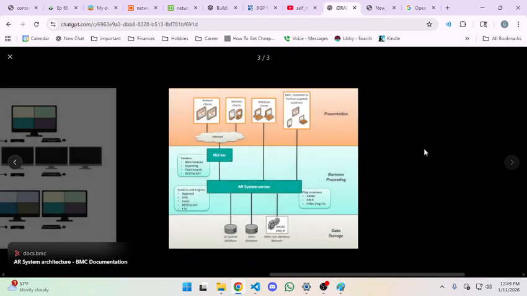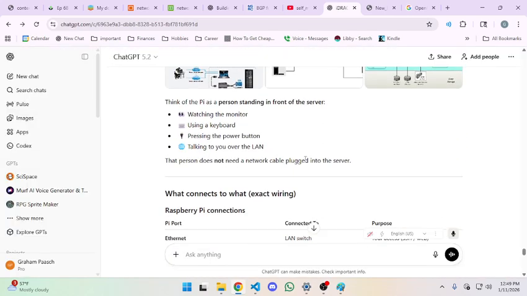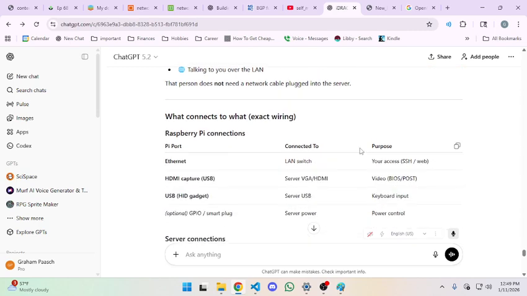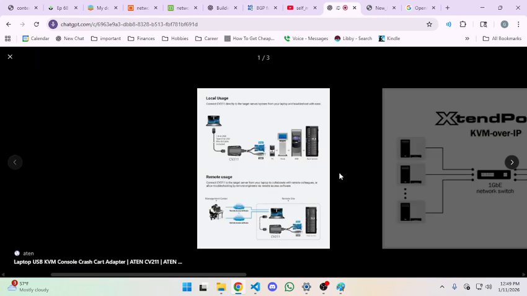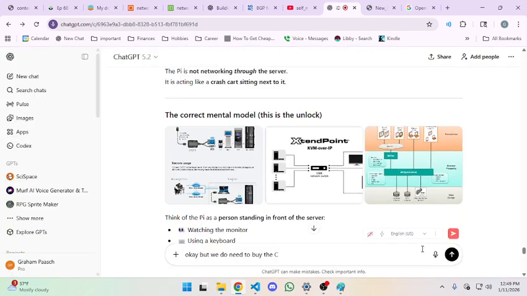Oh, that's too bad. I don't want to have to buy anything. So think of the Pi as a person standing in front of the server, watching the monitor. Okay, yeah, perfect. Okay, but we do need to buy the CV211, right?